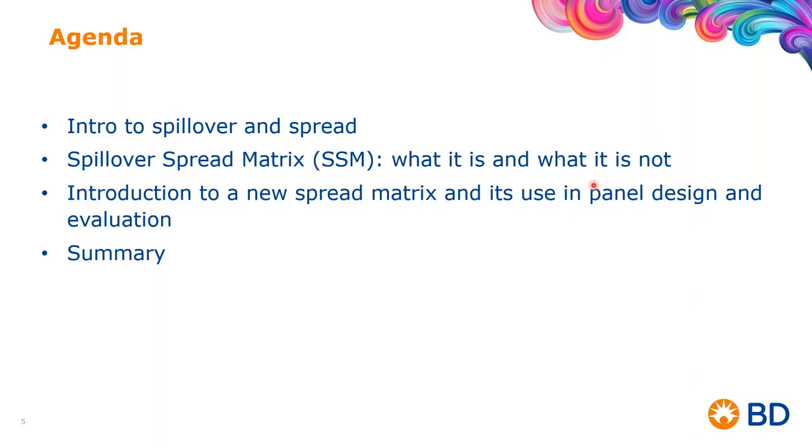But before we get into the depth of the presentation, just to level set, I would like to start with a brief intro on what is spillover and what is spread. This is fundamental because we really need to understand what factors contribute to spread in order to have a clear prediction of it. Then we're going to the spillover spread matrix, as we acknowledge that this has been adopted as a major tool to design panels, to predict spread, to assess your panel. But as we mentioned, there are discrepancies. So it's really important to understand what SSM is, but most importantly, what it is not. And that will lead us naturally into introducing a new spread metric that overcompensates for this shortfall of the SSM, and how this is going to be a better tool for panel design and evaluation.